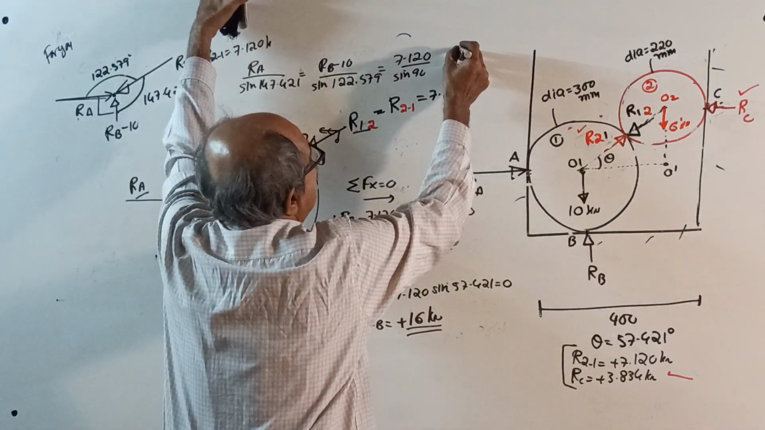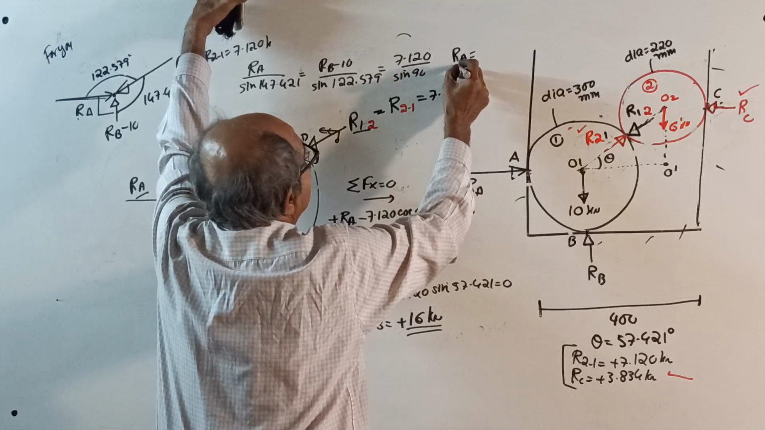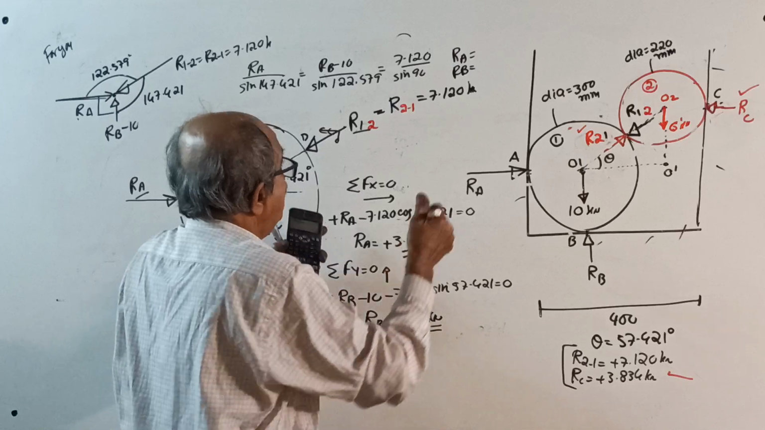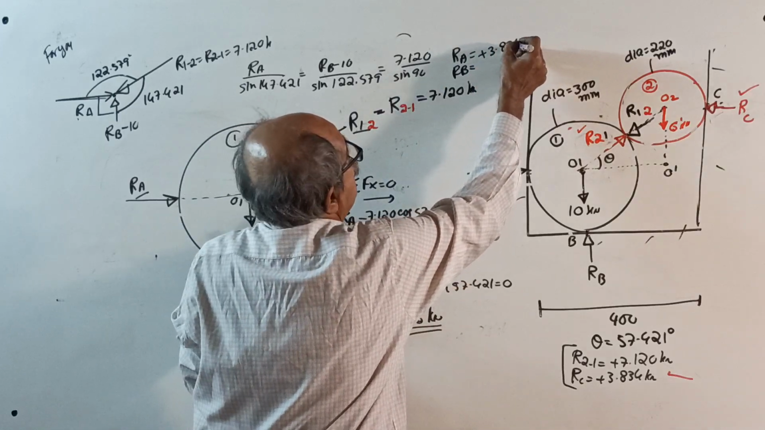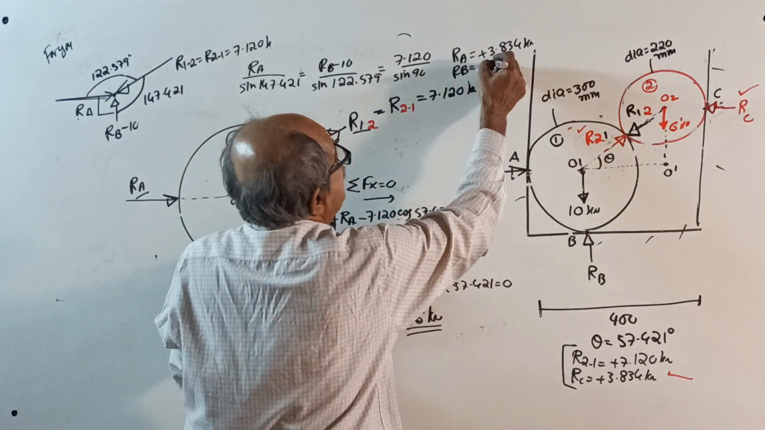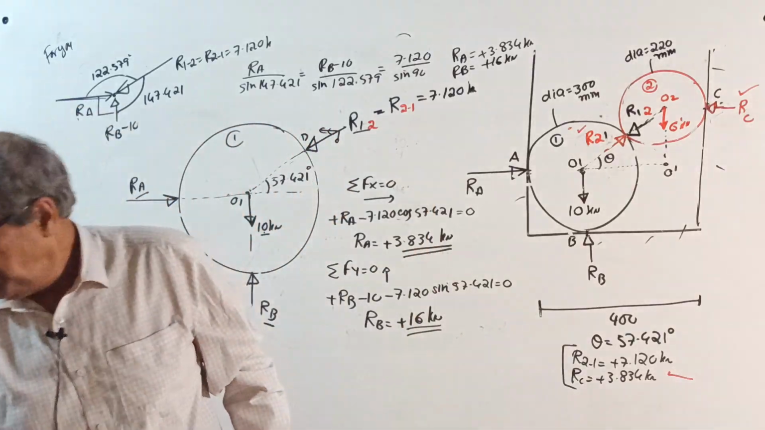RA will come, and one more, RB will come. I will calculate. RA is 3.834 kilonewton, RB is 16 kilonewton. Okay. Question is completely solved.